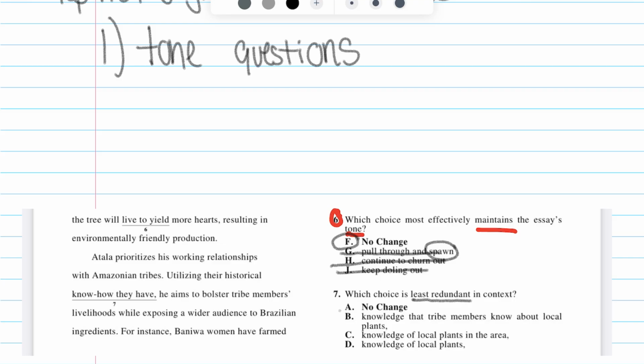If you look at the options here for number 7, it says utilizing the historical know-how they have. It's a little chunky. Then B is knowledge that the tribe members know about local plants. And then C, knowledge of local plants in the area. Or D, knowledge of local plants. You're seeing which one is going to say things in the most concise and simple way possible. So the answer on number 7 is D.